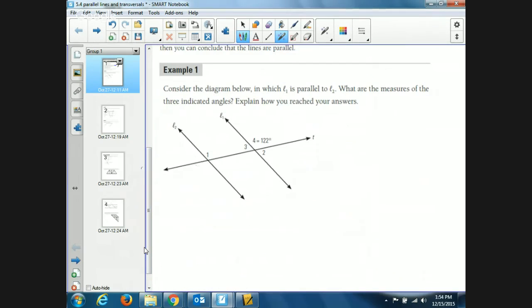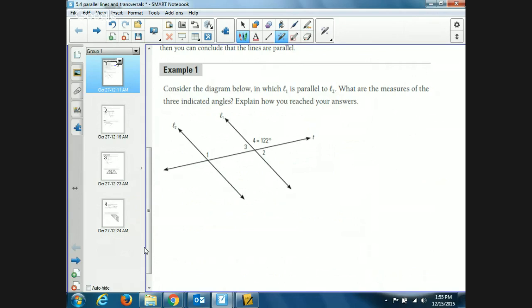Now, example one. Consider the diagram below. We know that these are parallel, L1 and L2. What are the measures of the three indicated angles, and explain how you reach your answers? Pause right now and see if you can try this yourself. Now, okay, if you started it up, let's go over the answers. If you didn't pause, really do pause and try this out. I'm not going to write out, I'm going to put the answers in there, but if you're listening, I'll explain how we reached answers, okay?